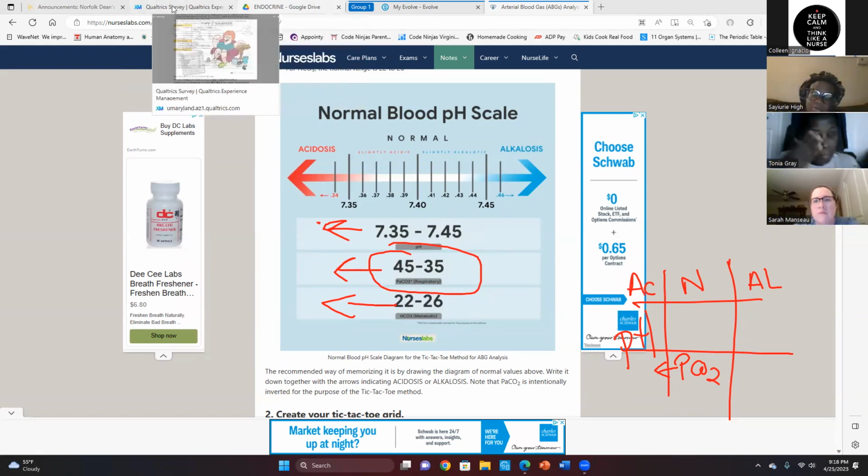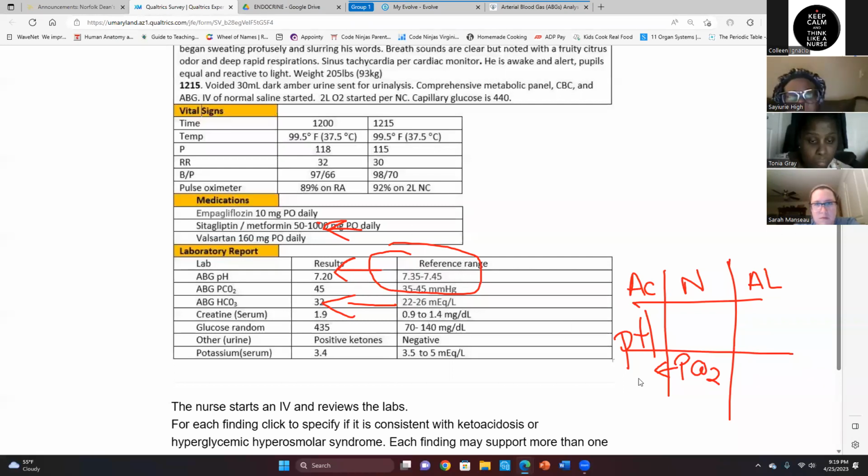Okay, let's go back to our question real quick. So the PCO2 is in normal range, but it's leaning toward acidic, so I just put a little arrow here. Okay, let's talk about what the bicarb is. Bicarb is acid? No, oh no, alkaline. Base. Yes, alkaline. I'm looking at the wrong thing. Exactly.